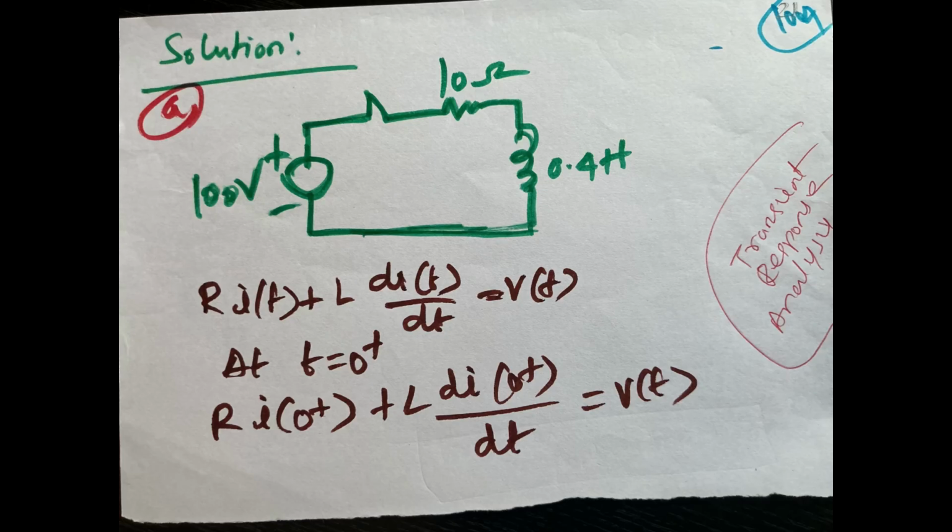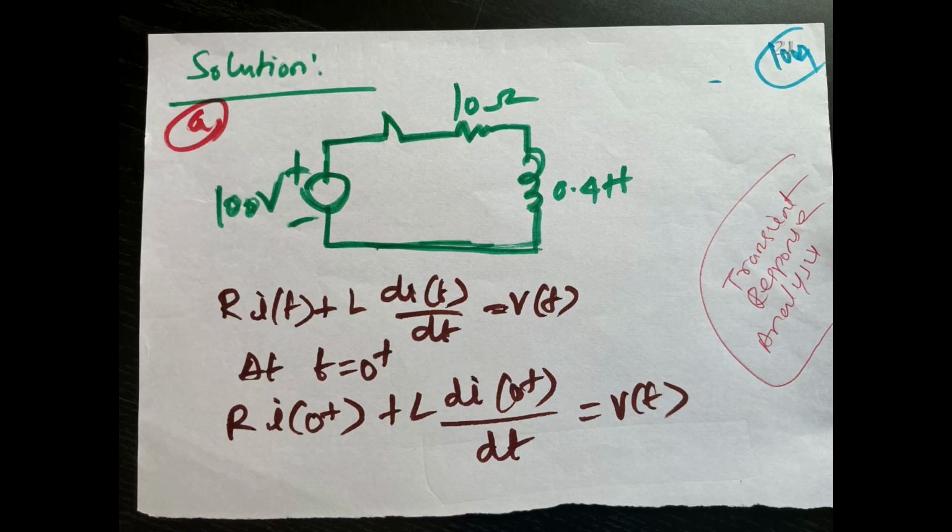We already explained how to take the formula. The current i(t) plus L into di(t) divided by dt is V(t). That is the transient response analysis formula. At t equal to 0 plus, i(0+) plus L di(0+) divided by dt is V(t). The above formula was obtained and explained in previous classes, class number 87 to 92.